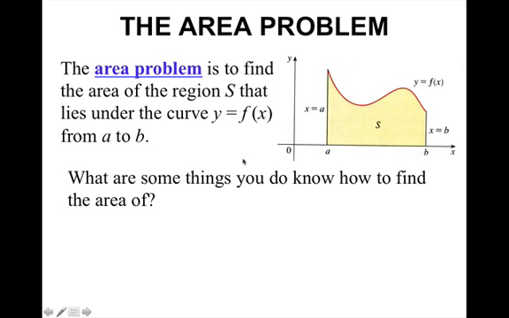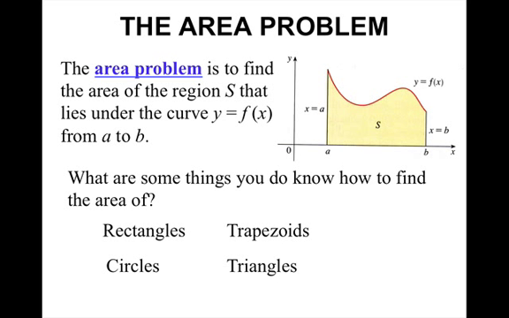Currently, what are some things you do know how to find the area of? So go ahead and pause the video and list out some shapes that you know how to find the area of. The main ones that we're going to be looking at are rectangles, circles, trapezoids, and triangles.